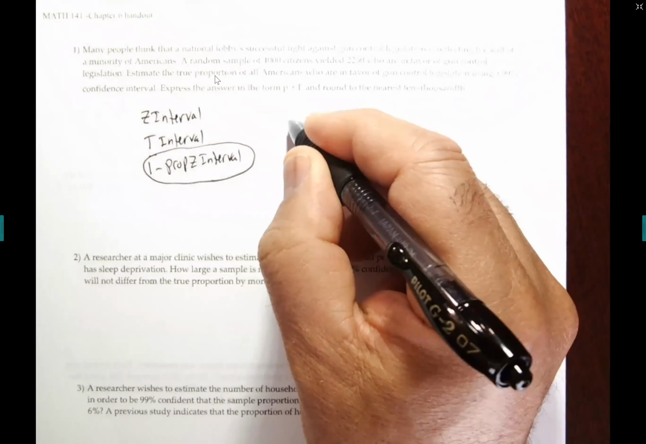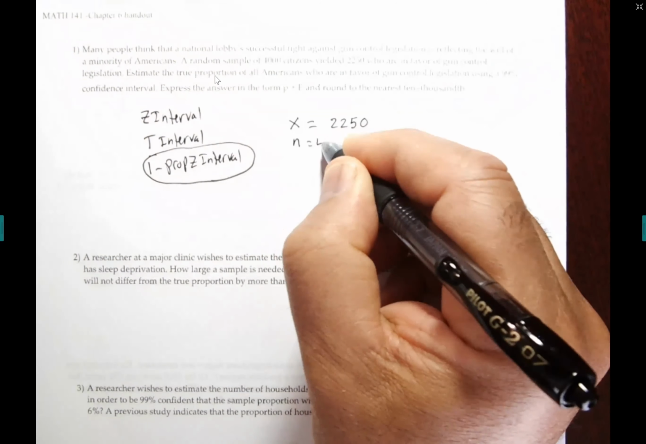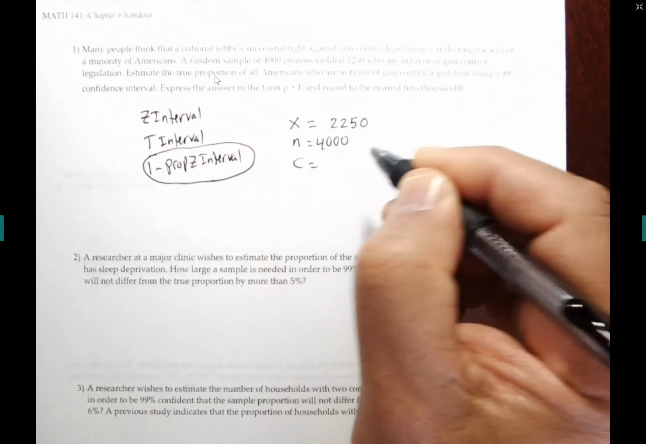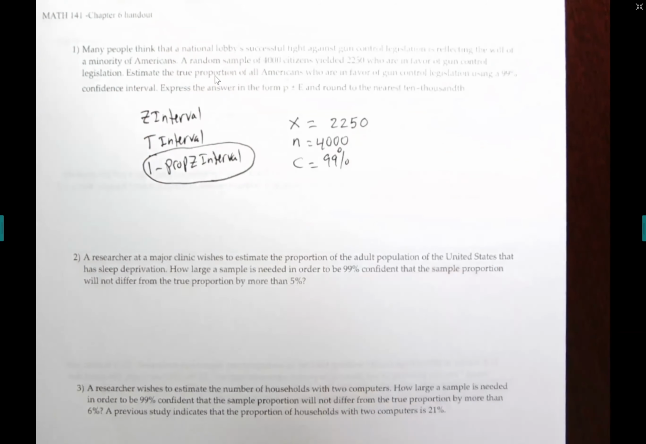You have X, which is 2,250. You have N, which is 4,000. And you have the confidence level, guys, which is 99%. And that's all you need. And watch how simple it is once you figure it out.